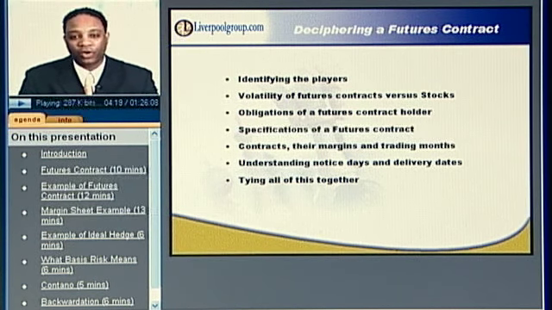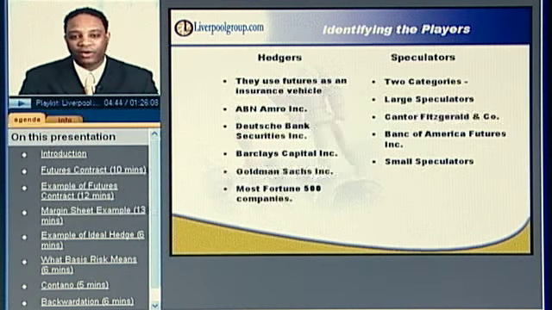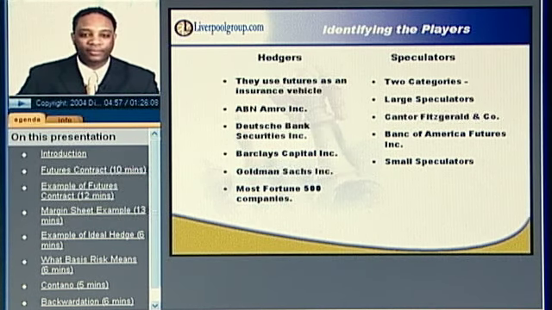We'll then specify what goes into a futures contract, and then we'll talk about how each contract has its own set of margins and its own set of trading months, and how you can actually trade those months and those margins for investments that you particularly like. Then we'll understand notice days and delivery dates. Since futures contracts do have expiration, understanding when these contracts expire can be very important to your investment decisions. And then we'll tie all this together and discuss some ideas on how you can use this information for your own speculation in the futures and traditional commodities market.